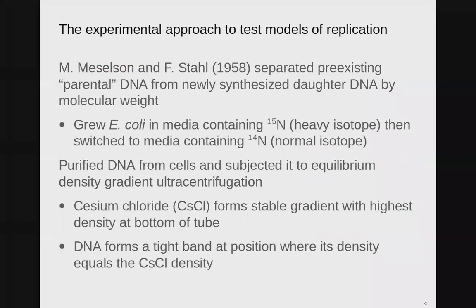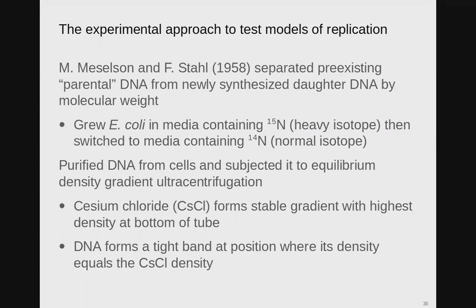So which is it? We know the answer to this now, but how did they figure it out? How did they prove what Watson and Crick put forth? Well, the reality is it took a couple of years. So, Meselson and Stahl. We'll see Meselson in a few slides again.